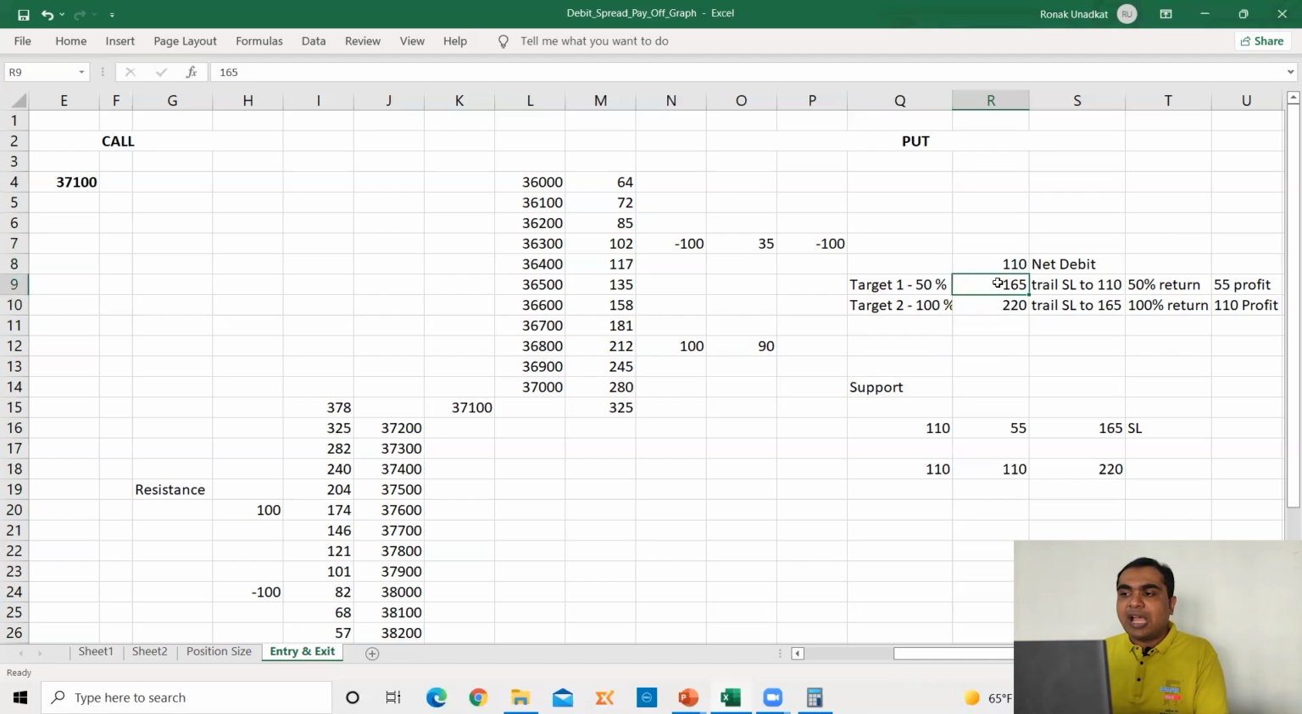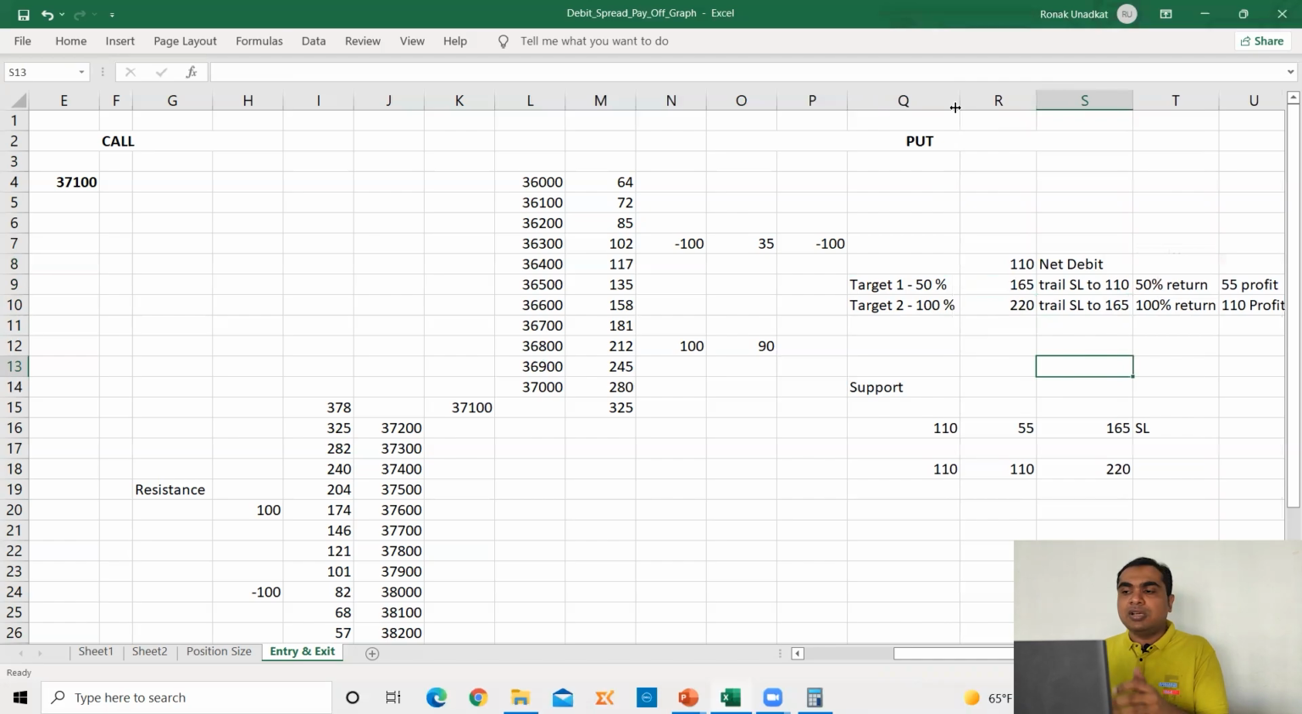So that means now you will trail your stop loss to 165. So at least you will get a 50% return on your spread once you achieve the 100% target. So in that way, at least you will get the 50% return on this trade if you achieve the 100% target. Now, this is what happens if the market goes in your favor.